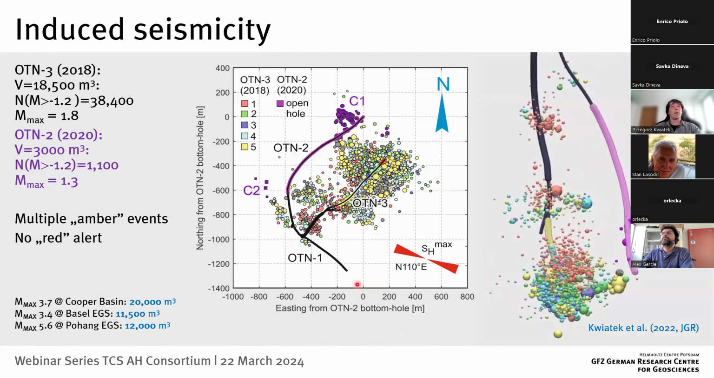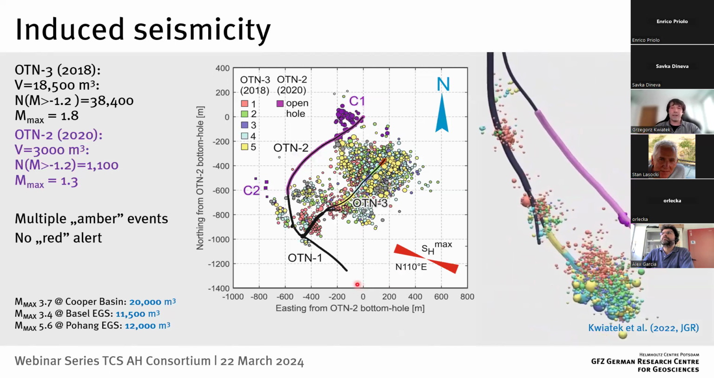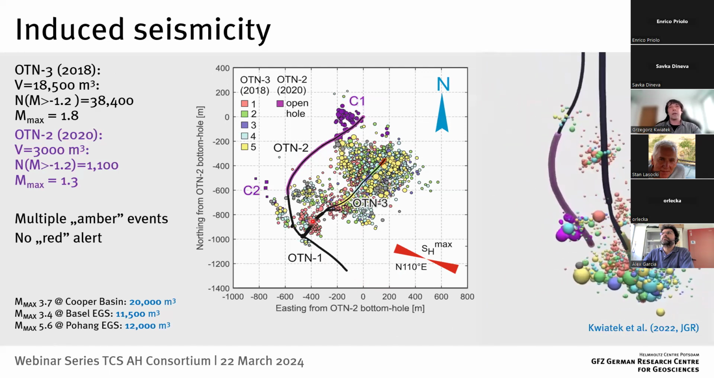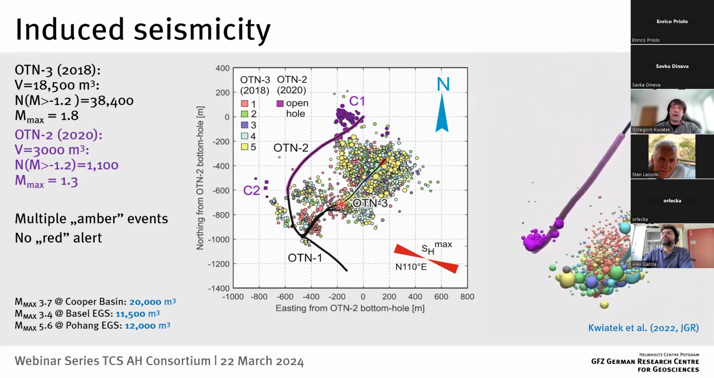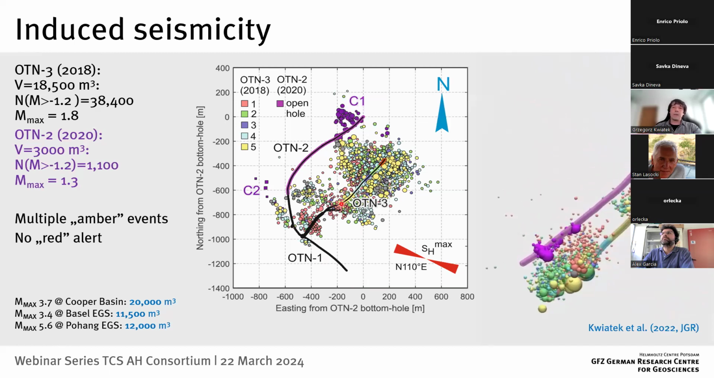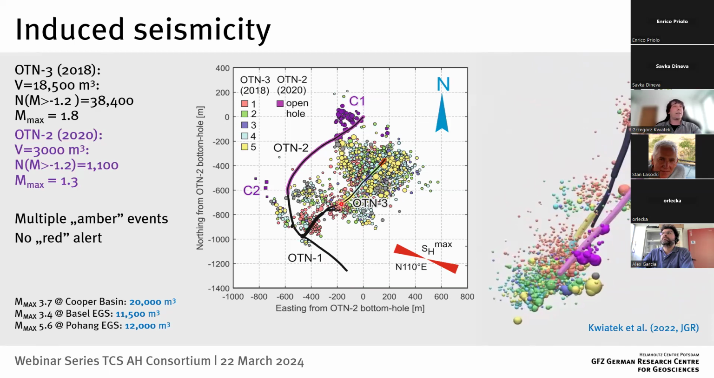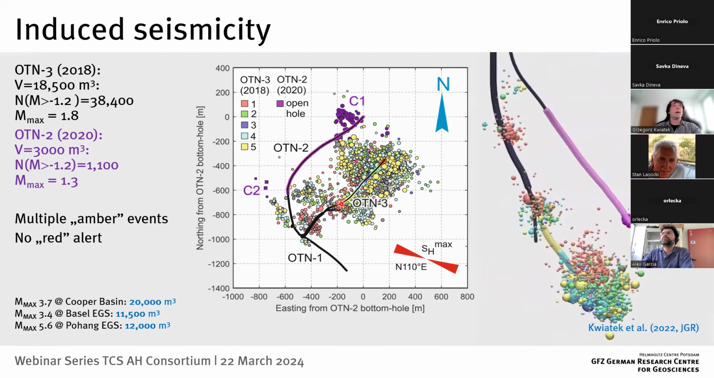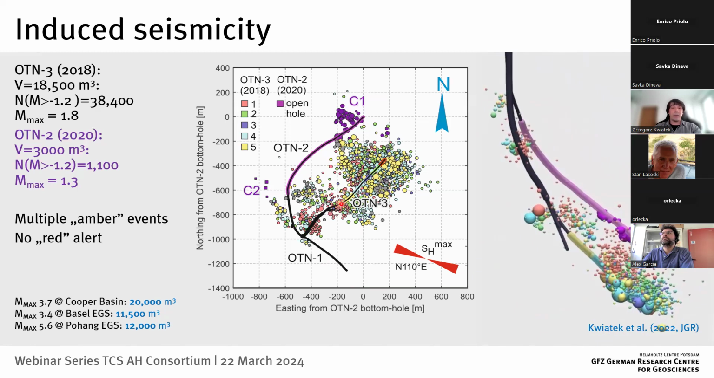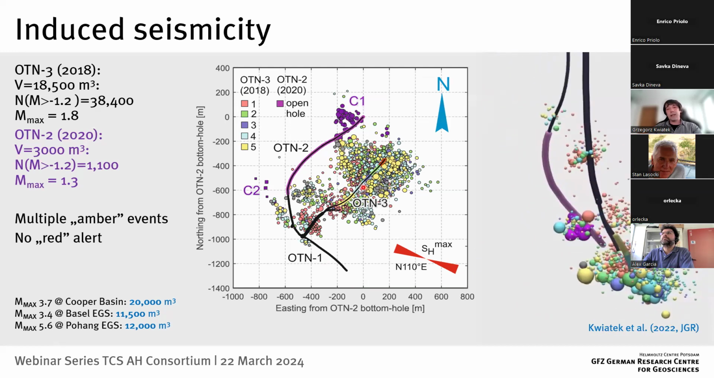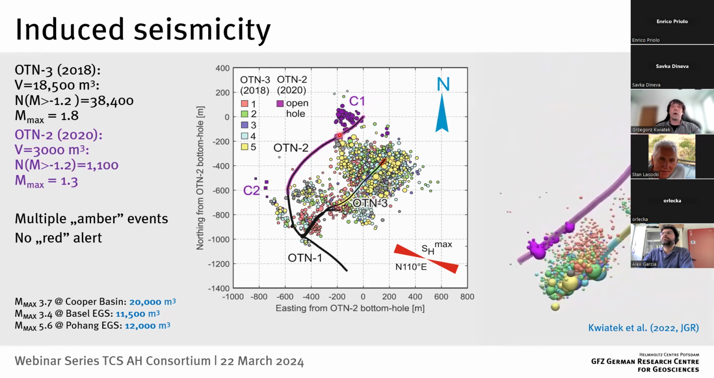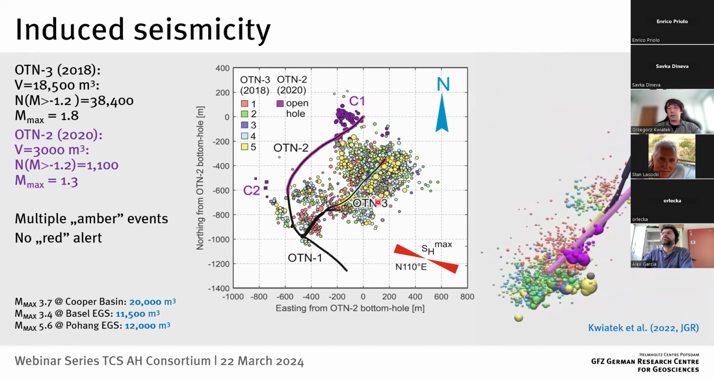As for the stimulations, we had two stimulation campaigns at this site. In 2018, there was a massive stimulation in the OTN3 well, with 8,500 cubic meters injected at very high wellhead pressures, reaching 90-something megapascals, to create the reservoir around this well. In 2020, there was another stimulation in the OTN2 well to establish communication between the two wells.